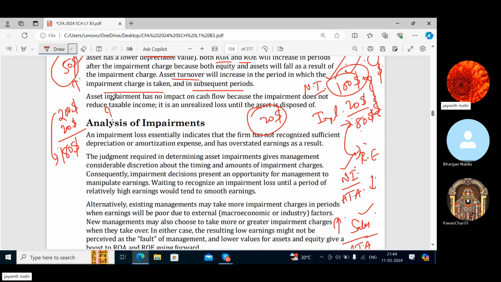And asset impairment has no impact on cash flow because it's a book figure, because impairment does not reduce taxable income. It is an unrealized loss until the asset is disposed of. This is the most important point you have to remember. Though it is shown in the income statement, it is a non-realizable loss. Okay, please read these points. We will move forward.